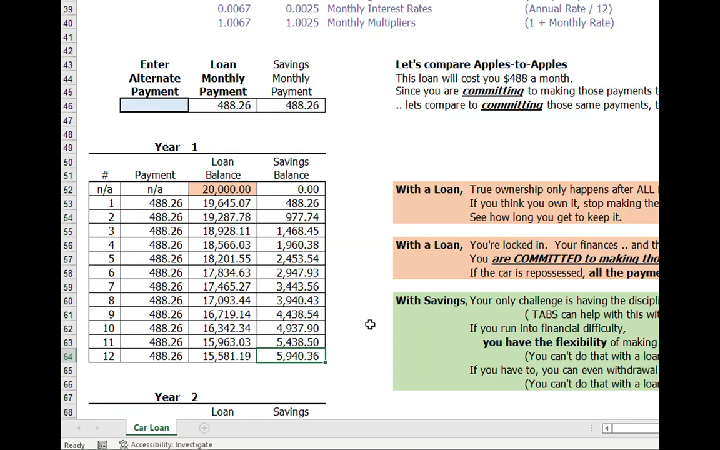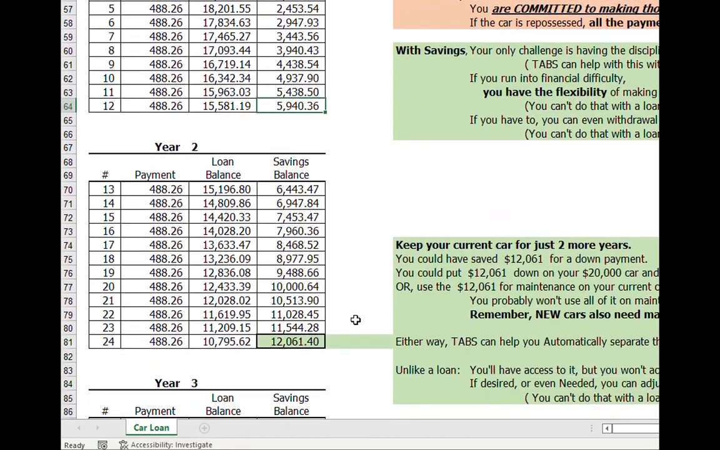If your car needs a repair during that year, that's $6,000 available for that repair. You'll most likely still have something left over to add to your next car's down payment. At the end of 2 years, your savings could have about $12,000. That's a real nice down payment, or it certainly buys a lot of repairs.